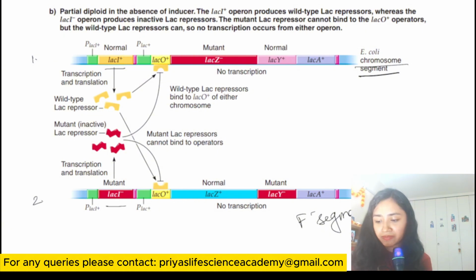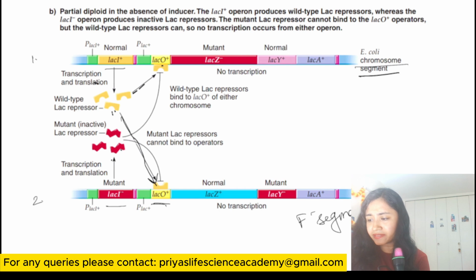What will happen, dear students? From lacI wild type, functional repressors will be made, and from lacI minus, mutant inactive repressors will be made, so that can't function properly. Now what is the idea? You have to always remember that lacI is trans-dominant in nature. So even if this repressor is mutated, the operator region is blocked by the repressors made from chromosome 1. Chromosome 1 is making Lac repressor that can block this operator, and it can also come across and block the operator of chromosome 2 as well. And you have to remember that the mutant can't bind.